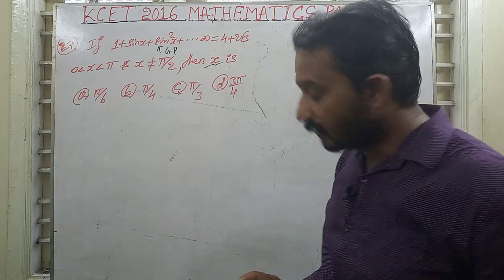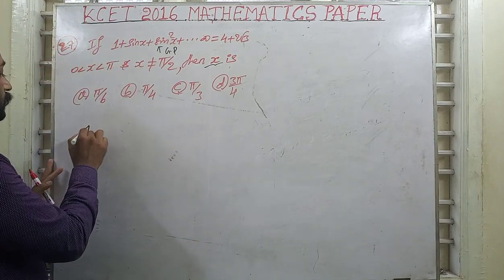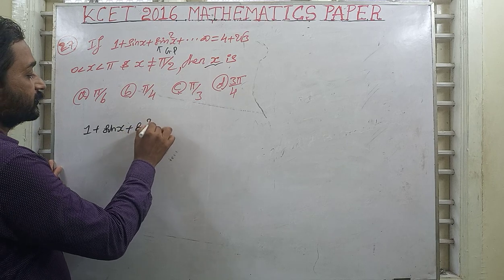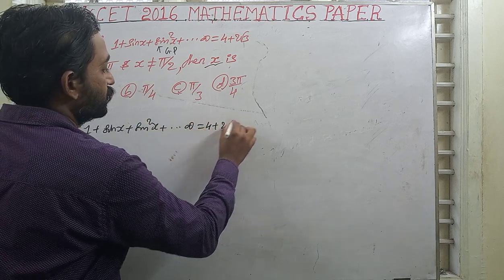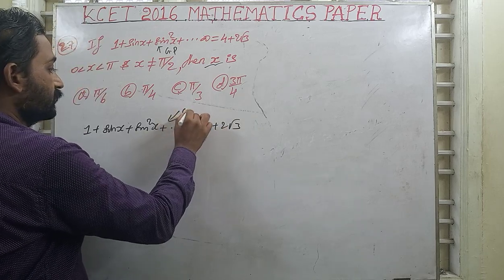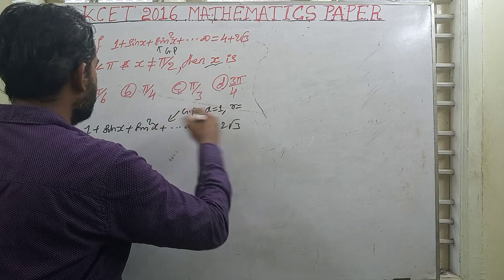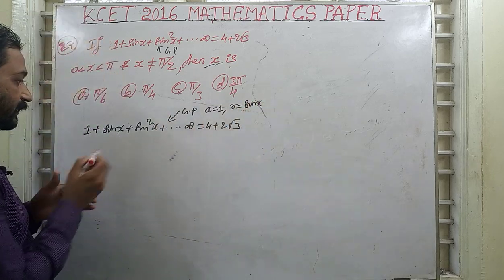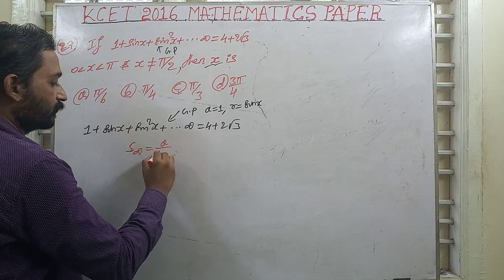So now let us take the first given data: 1 plus sin x plus sin square x and so on up to infinity is equal to 4 plus 2 root 3. So this is a GP series. So here in this case first term a is 1, common ratio r is sin x. So we know one formula: S infinity is equal to what? a divided by 1 minus r.